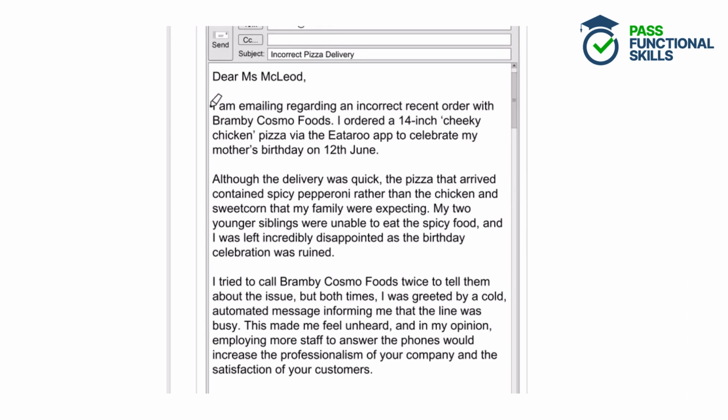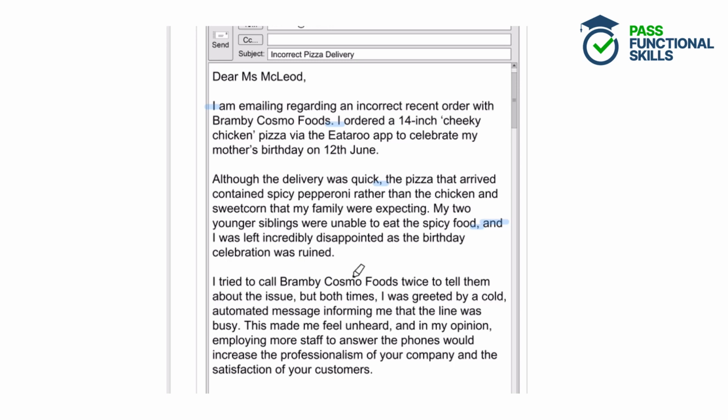So let's start analysing this answer, and we'll begin with punctuation. As in the last answer, we have capital letters at the start of each sentence and full stops at the end. We've also got commas that have been used to add additional details and to break up different clauses in sentences. So we have a comma here, for example, although the delivery was quick, and we take a little breathing space. The pizza that arrived contained spicy pepperoni. And then we have another comma here before we add additional details, so before we use this connective word and. So make sure that whenever you take a breath within a sentence, you're adding in a comma, and add commas whenever you need to add additional information as well.